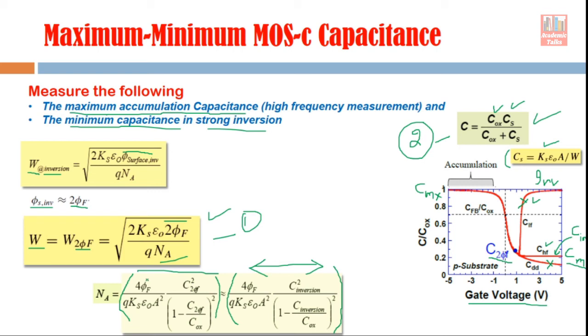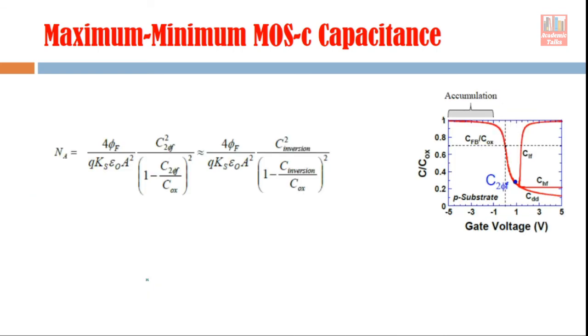Just in the next slide we will summarize it again. So the data which you get when you do this capacitance voltage variation study in case of MOS structure, from this data you have to find this C inversion, which is your minimum capacitance. This is your C inversion, and this is your C ox.